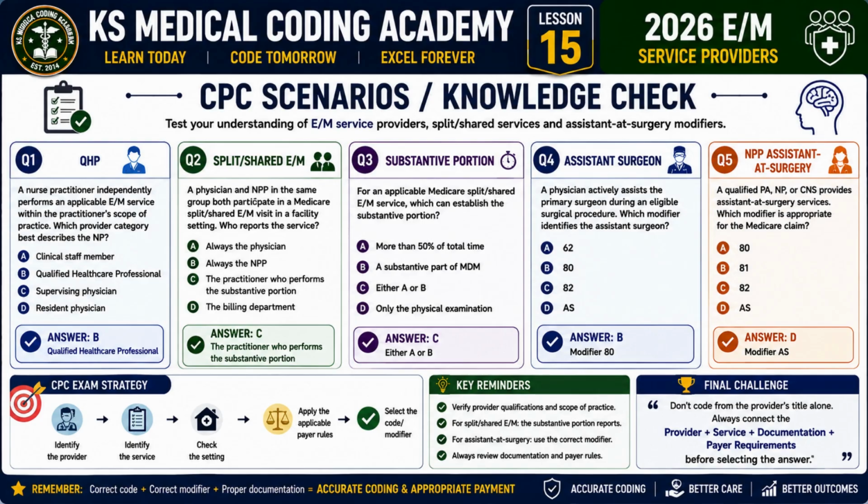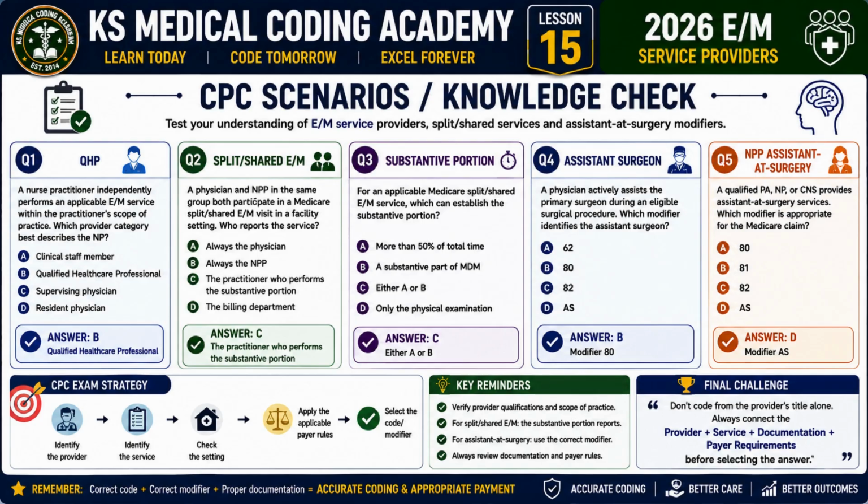Question 3. For an applicable Medicare split, shared EM service, how can the substantive portion be established? The correct answer is C, either A or B depending on the applicable service and Medicare rules. The substantive portion may be established through more than 50% of total time or a substantive part of MDM.